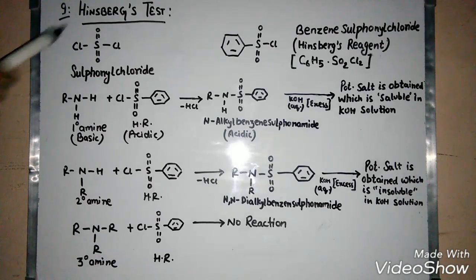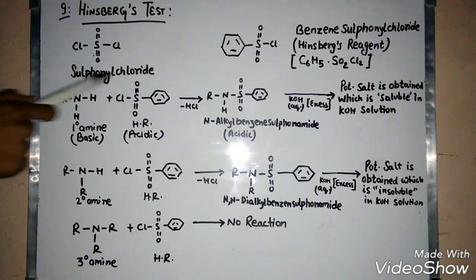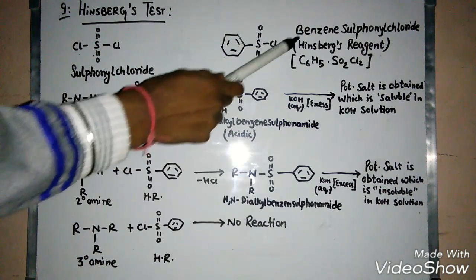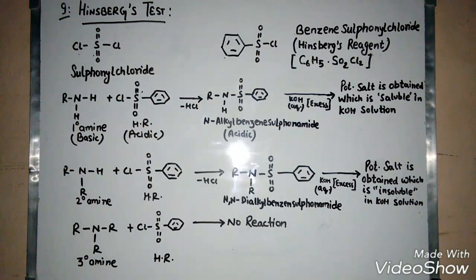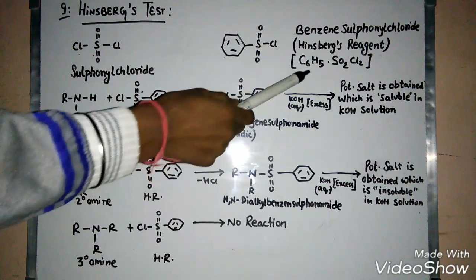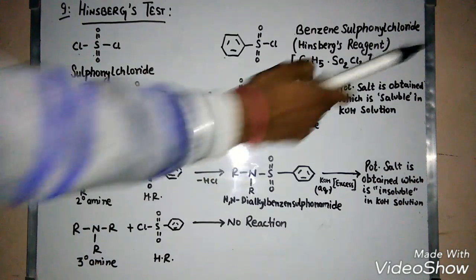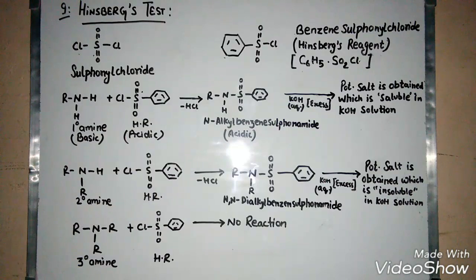The ninth test is Hinsberg's test. It is a separate topic in itself in your textbooks. So first we need to know what Hinsberg's reagent is. SO2Cl2 is sulfonyl chloride. If one Cl atom is replaced by a benzene ring, then the resultant compound is called benzene sulfonyl chloride, as it is derived from this. This is Hinsberg's reagent. Its formula is C6H5SO2Cl. It is used to differentiate between 1 degree amine, 2 degree amine and 3 degree amine.